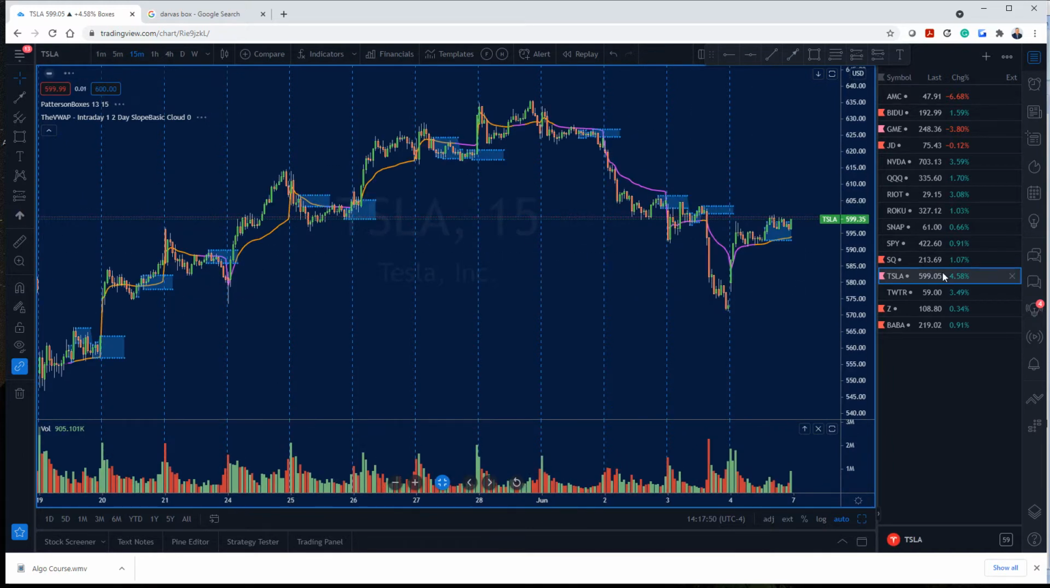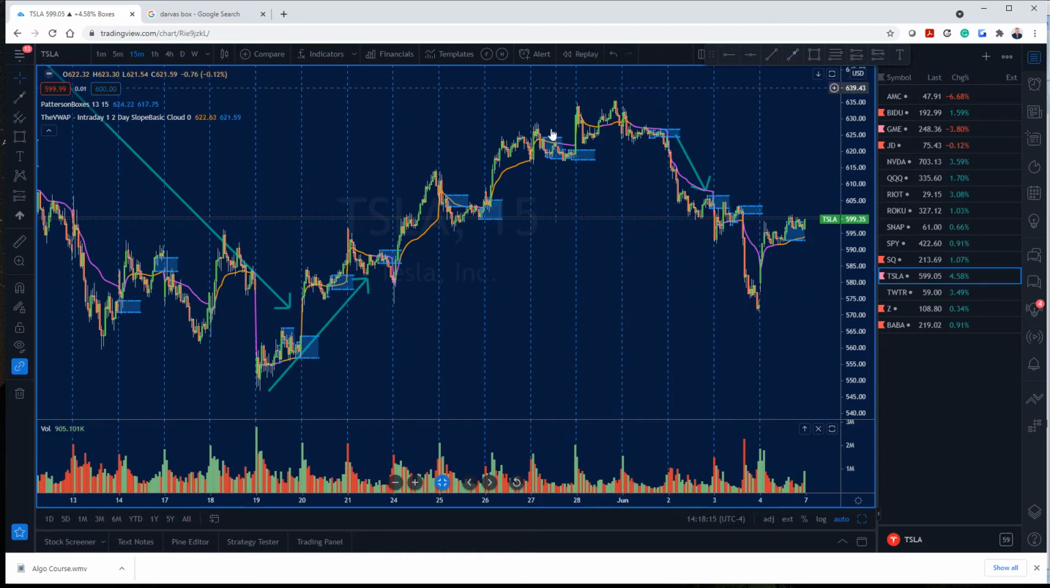The same would hold true with Tesla. There were multiple boxes, and when we broke down out of that box below the VWAP, I was able to take that trade short. And this trade here, I didn't get the full move, but if you bought put options at that time right there, that resulted in $7,500 on $2,000 risk of put options.